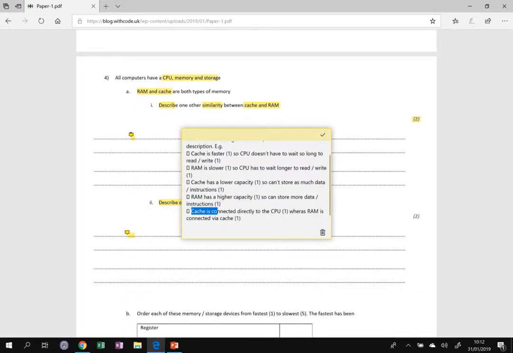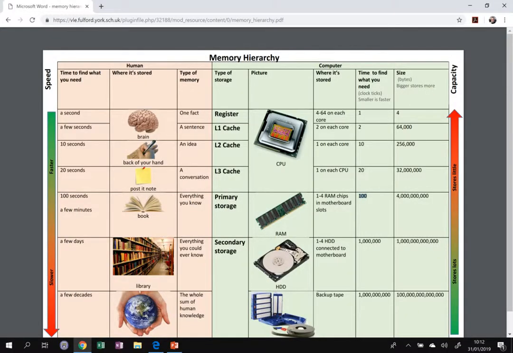Or you could say cache is directly connected to the CPU, whereas RAM is connected via cache. So the CPU will always try and read data or instructions from cache first, but if it can't find it there, because there's not that much space to store it, it then has to go and look in RAM instead. It's exactly the same as you when you're revising. You'll have a look on your post-it notes and flashcards first. If you can't see it there, then you have to resort to your exercise book instead.